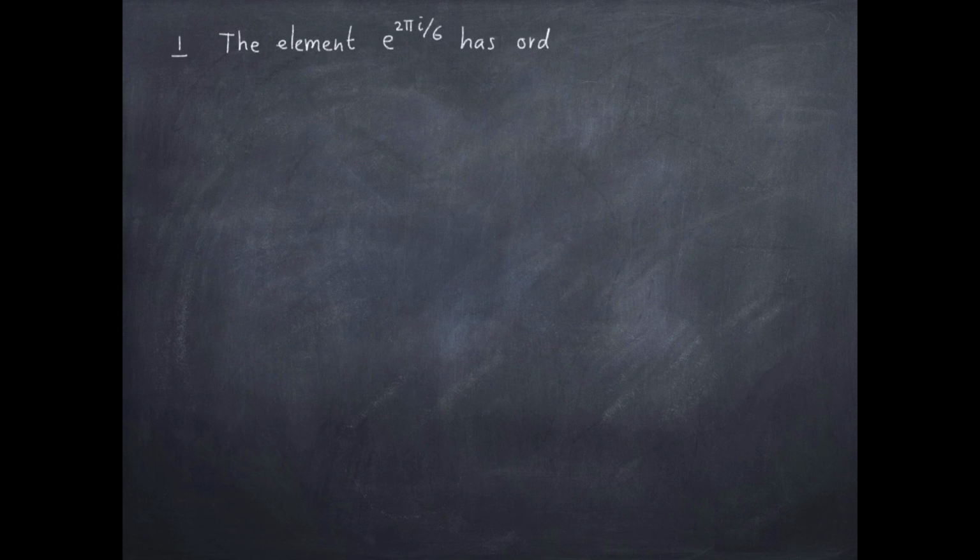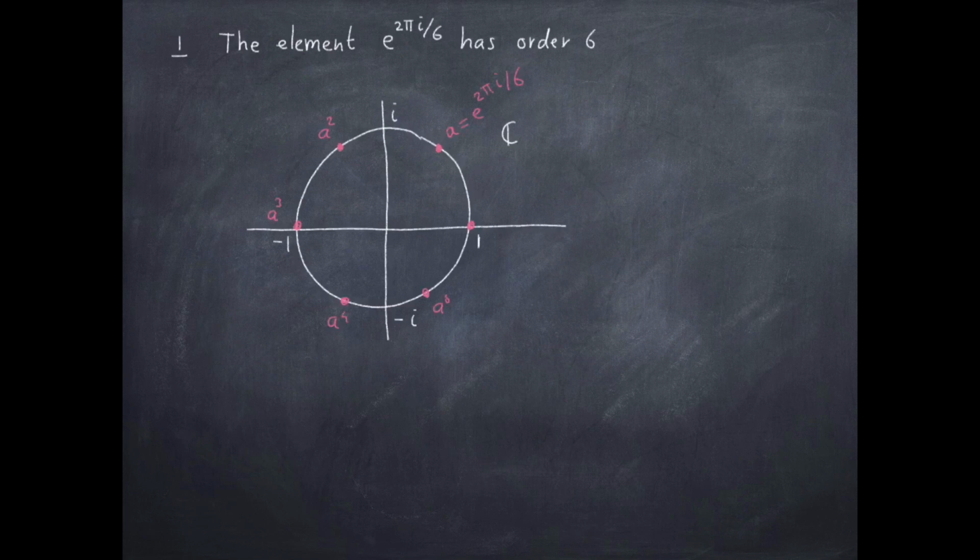The element a equal to e to the power 2 pi i over 6 has order 6. In the picture you can see a along with its powers. You can do the same thing for any order n. So the complex numbers of modulus 1 contain a subgroup of order n for every integer n.